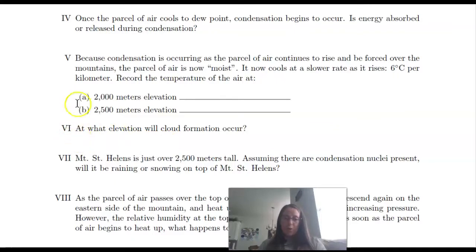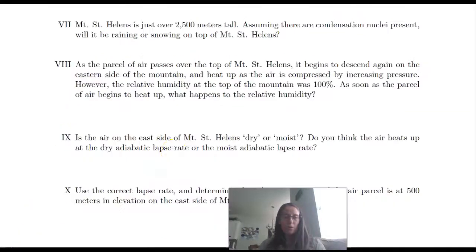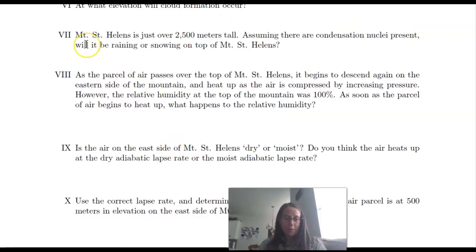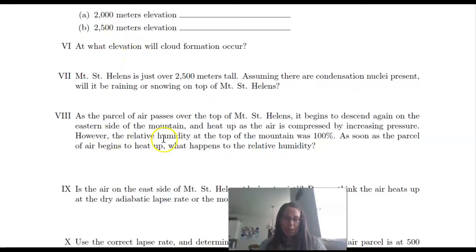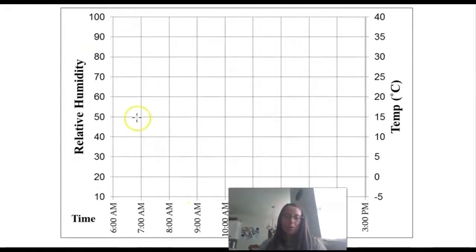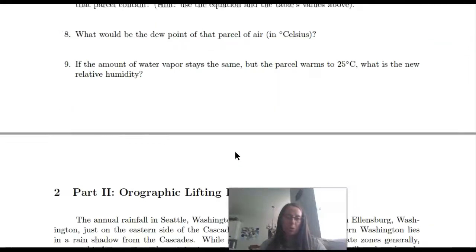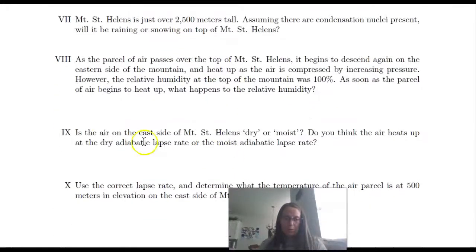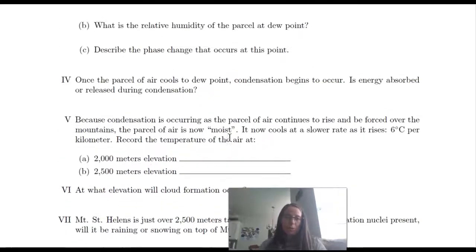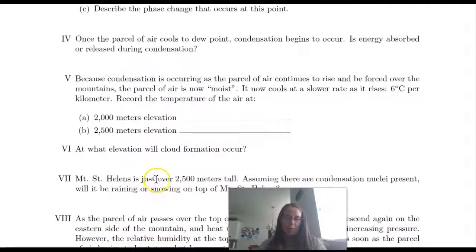Number 6 goes hand in hand with number 5. Number 7 also goes hand in hand with number 5 and 6. Number 8 also takes into account the chart that you made up here, the relationship between the temperature and the relative humidity, just so you know. And then number 9 has to do a little bit with logic, but a little bit with what you did on number 5 and number 1.